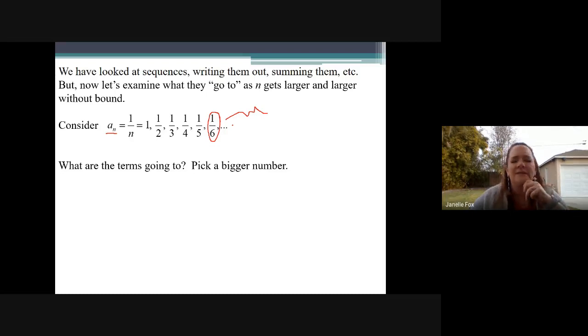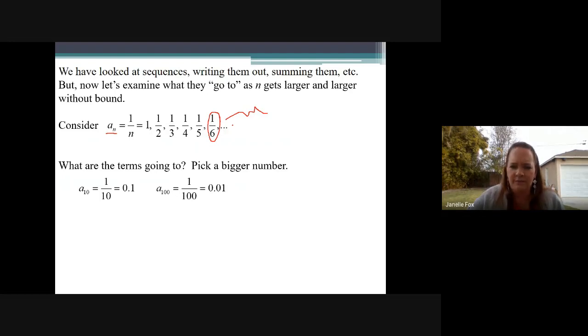Let's maybe examine some bigger numbers just to think about what it's going to. Let's try a sub 10. So a sub 10 is 1 over 10, which would be 0.1. I am choosing some numbers strategically here, to make sure they can be decimals really nicely. If we tried a sub 100, the 100th term, it would be 1 over 100, which would be 0.01.